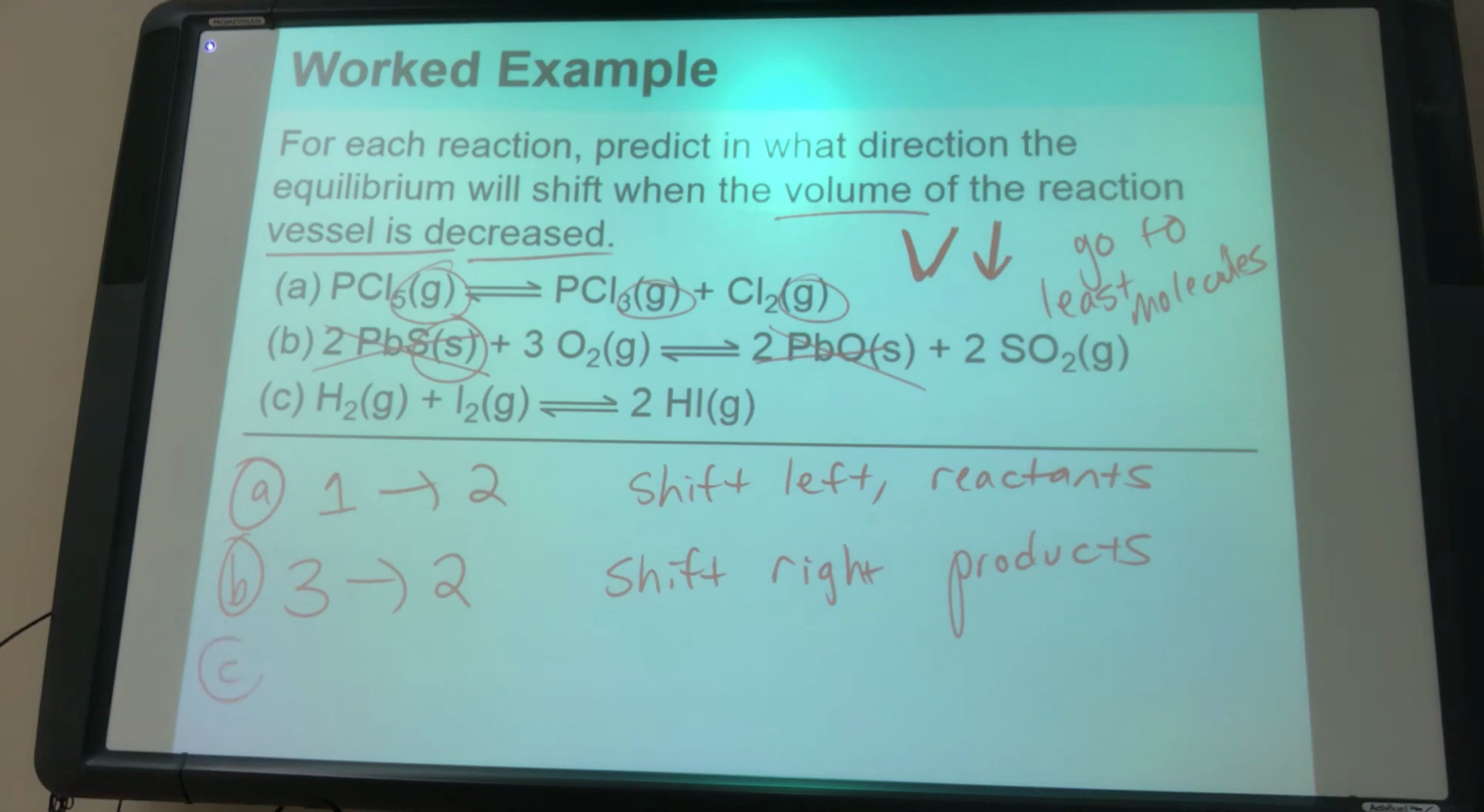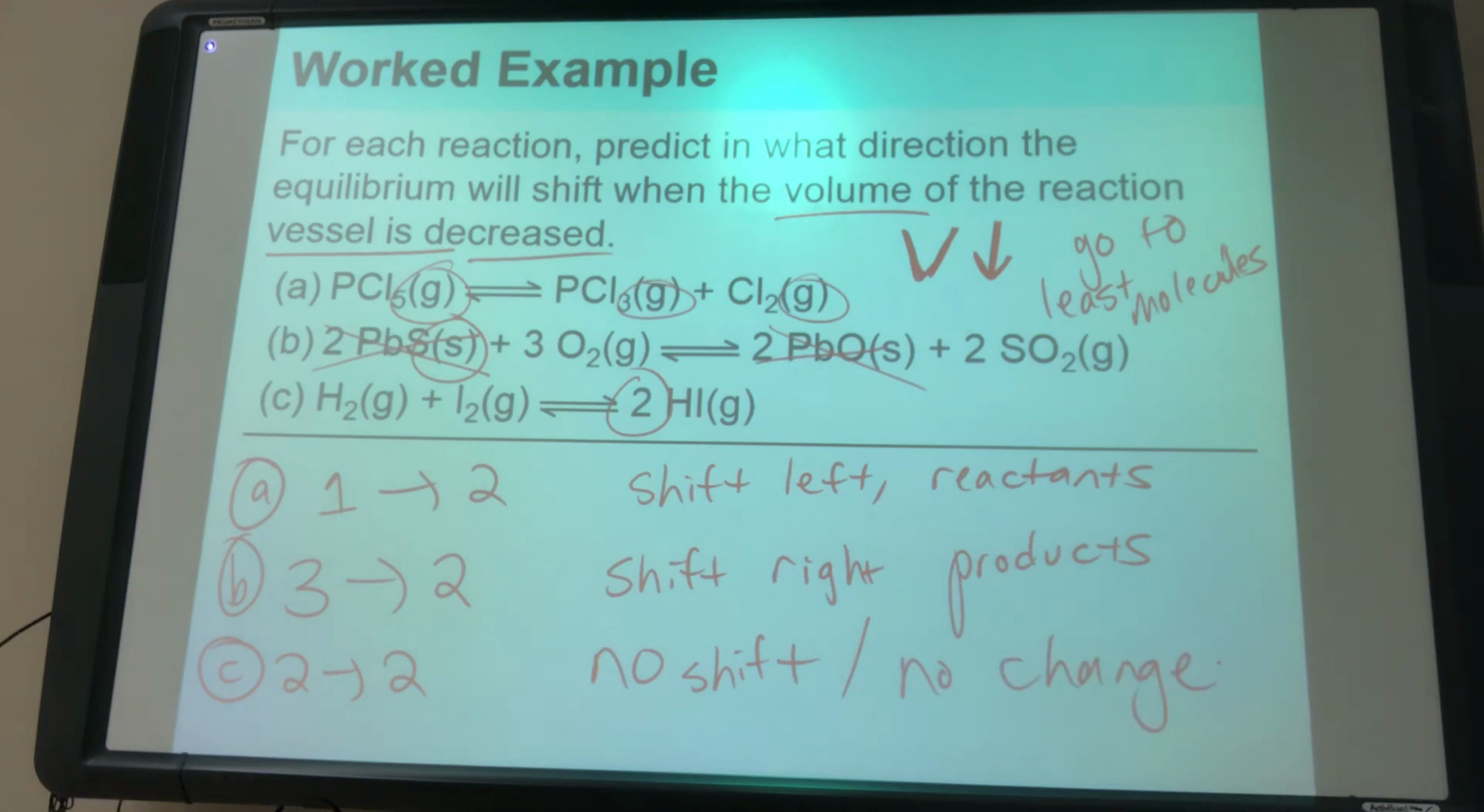All right, let's do C. Here's a gas, so that's 2. Here's a gas, that's 2. I want to shift to the least number of molecules. It's 2 and 2, so that means no shift, or you could say no change.